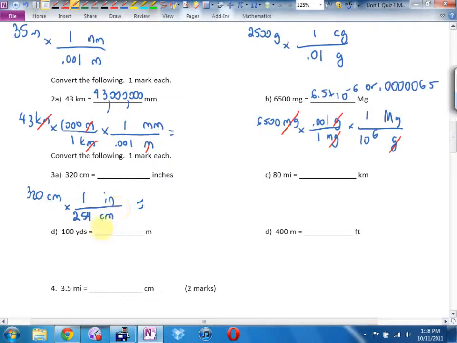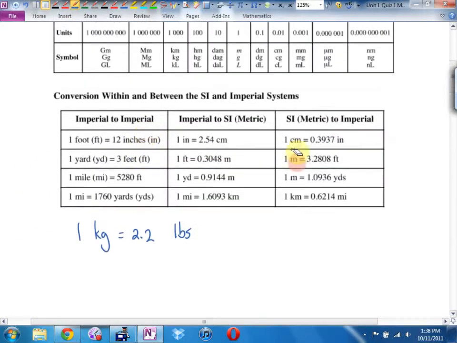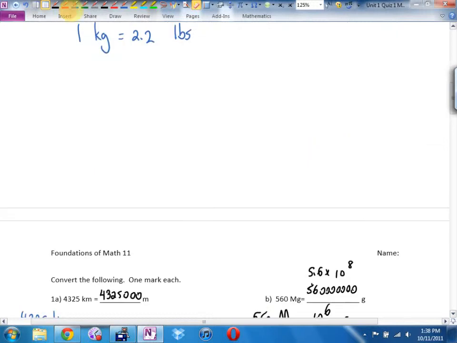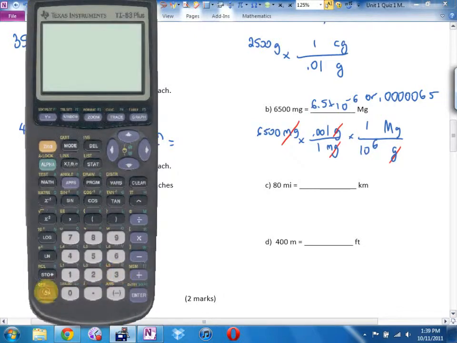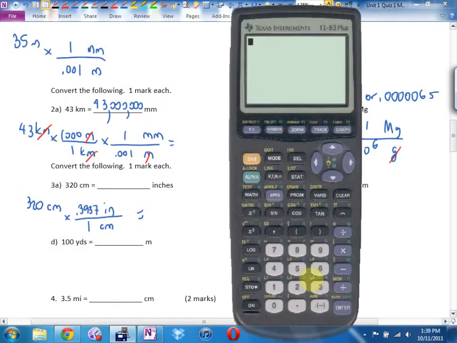Or you could have used the other conversion factor. Now, the other conversion factor says 1 centimeter is 0.3937 inches. So you could have gone 0.3937 inches is 1 centimeter. Believe it or not, you'll get the same answer no matter what. You'll turn the calculator on, Mr. Dueck. You'll get 320 times 0.3937. Is the correct answer 125, 126?